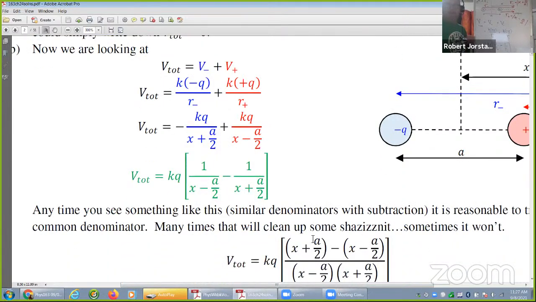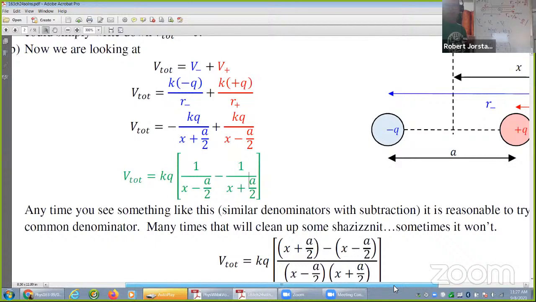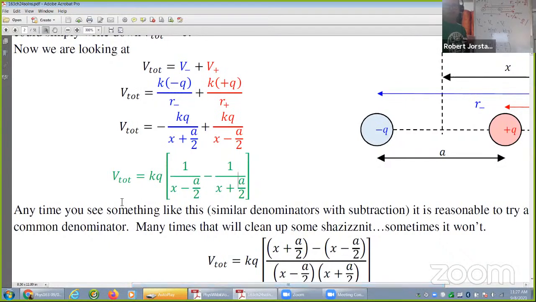And then I wanted to mention something very briefly about when you see similar denominators, but you have a subtraction here like this. So these are pretty similar denominators. You could do one of two things. You could either do a binomial expansion and just see what that works out to.